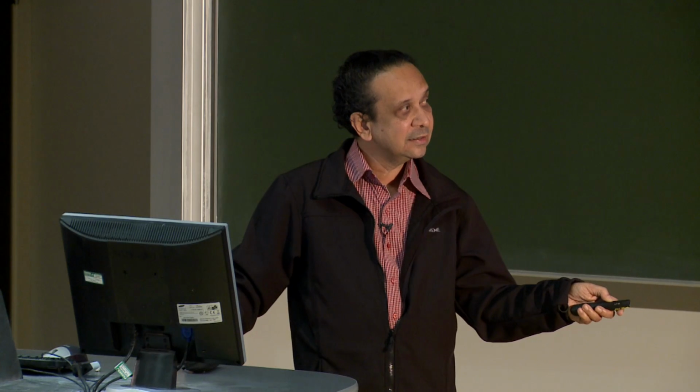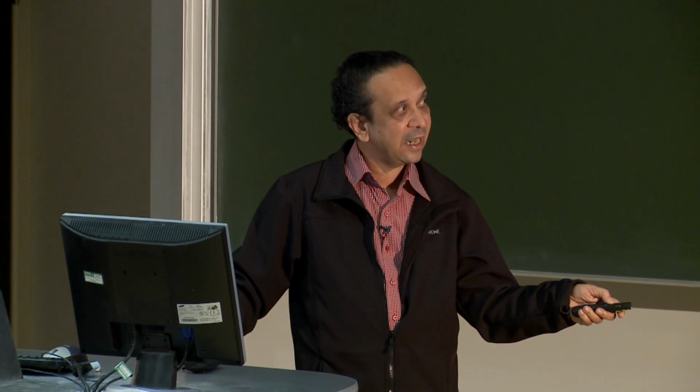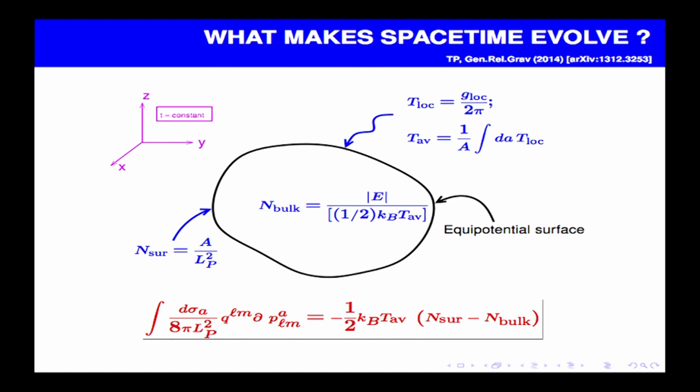And it is the difference between N surface and N bulk which drives the evolution of the geometry. When N surface is equal to N bulk, this term will go to 0. Okay. So, you will find the details there.